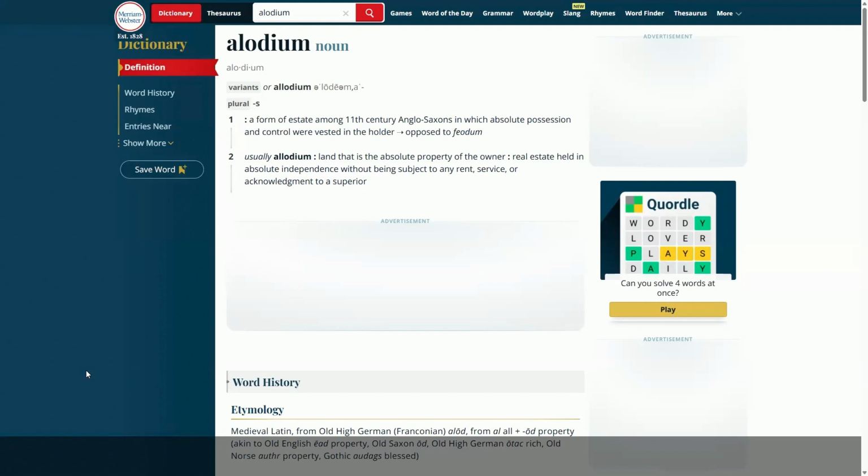One, a form of estate among 11th century Anglo-Saxons in which absolute possession and control were vested in the holder, as opposed to feodum, which is feudal, right? Usually allodium is how you spell it. Land that is the absolute property of the owner. Real estate held in absolute independence without being subject to any rent, service, or acknowledgement to a superior. Okay? No rent, no service or acknowledgement to any superior. Absolute independence. So allodium is pure title. It's perfect title.